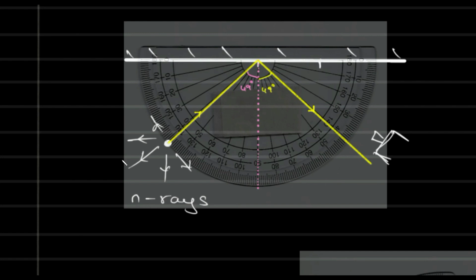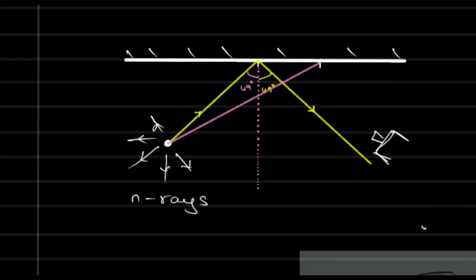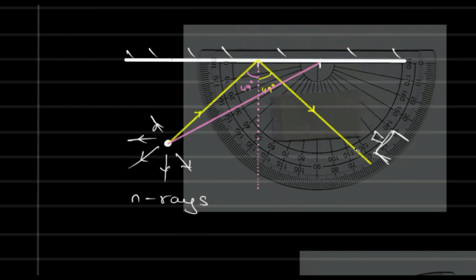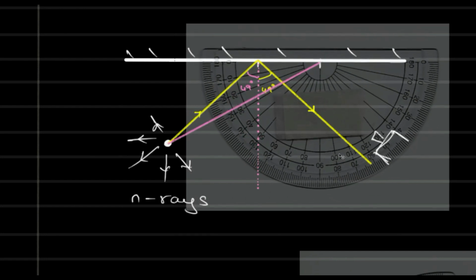So one ray won't help. We need at least a minimum of two rays. More than two is good enough. You can have more than two, not an issue, but it should not be less than two. Oh yeah, sorry, I can't do that. So here too, I need to use my protractor. Okay, so measure the angle.